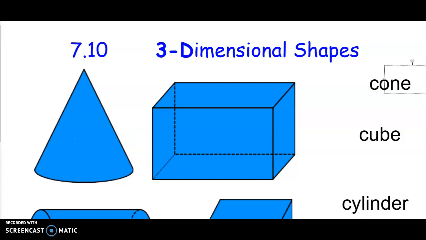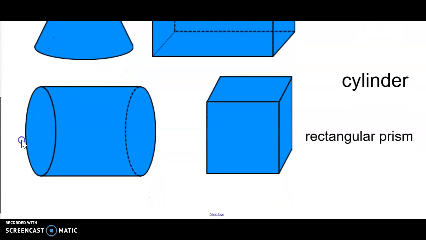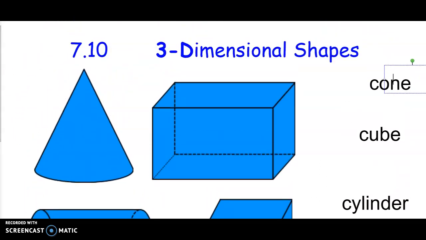Hi, first graders. Today we're working on lesson 7.10, three-dimensional shapes or 3D shapes. Shown here are some of the shapes that we're going to be talking about throughout the next few lessons. We're going to talk about cone, cube, cylinder, rectangular prism. We're also going to learn about sphere and more.